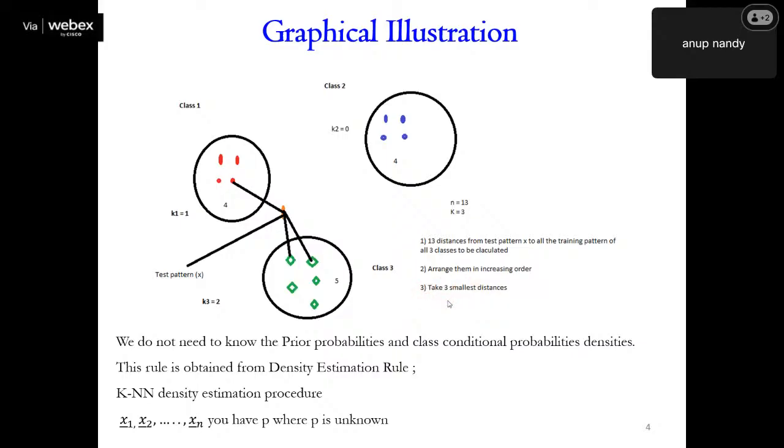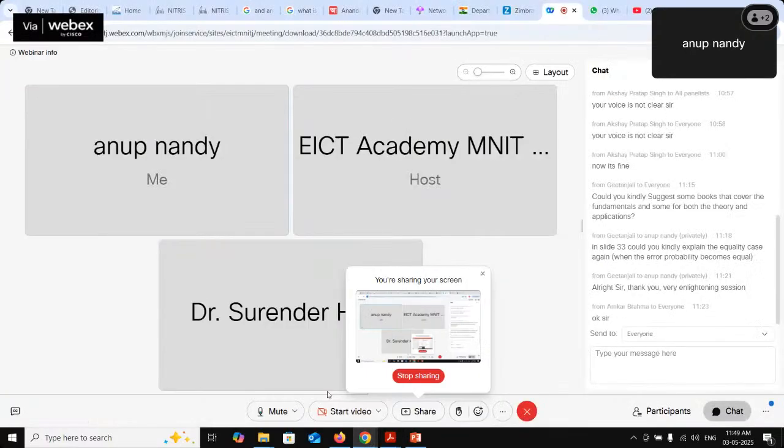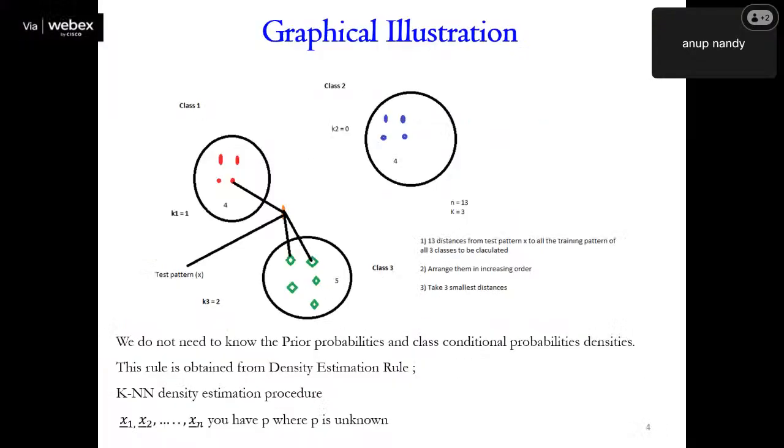I can just check it. Now you can see that we need to check; that is how we are going to take the decision. As you can see, these points are very close to these points in class 3. So obviously, k3 will be 2. Why is k3 equal to 2?